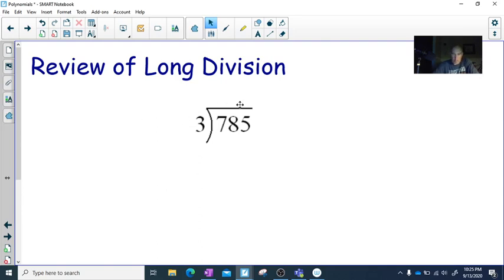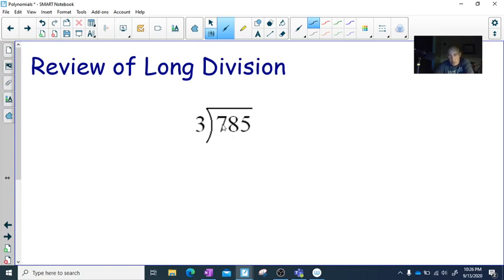So you remember seeing this type of thing at some point where you're going to take the number 785 and divide by 3. So I'm just going to review with you how that process went. And the reason I'm doing this is because I'm going to show you how to do this with polynomials, and it's pretty much the same type of process. So we've got to make sure we understand how this all works. So this is just to refresh your memory.